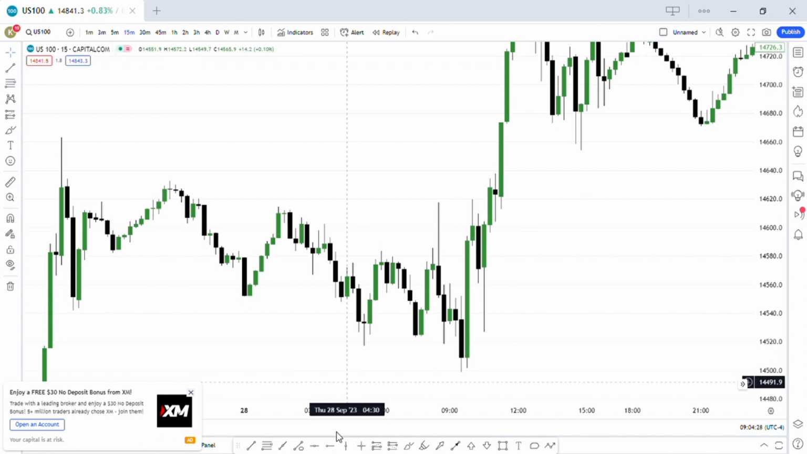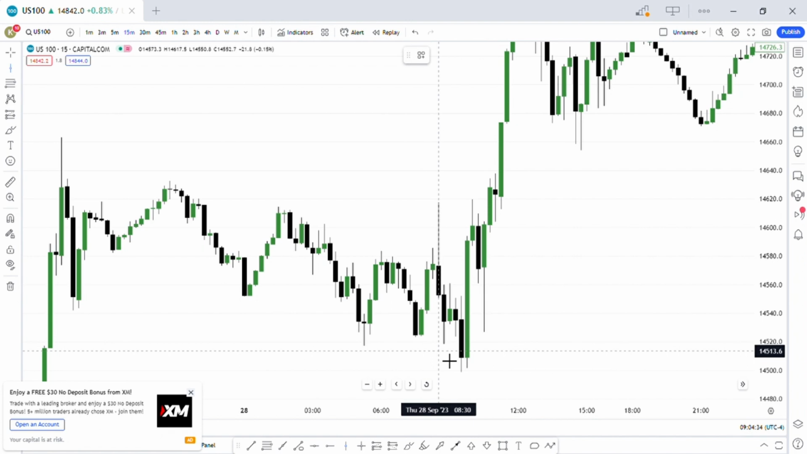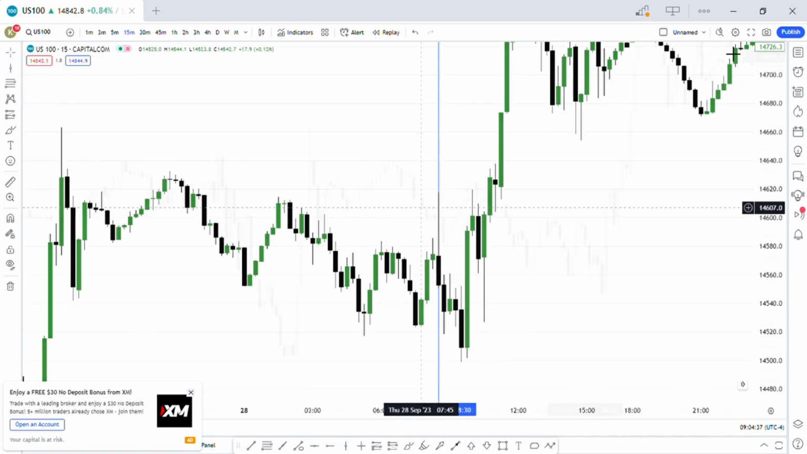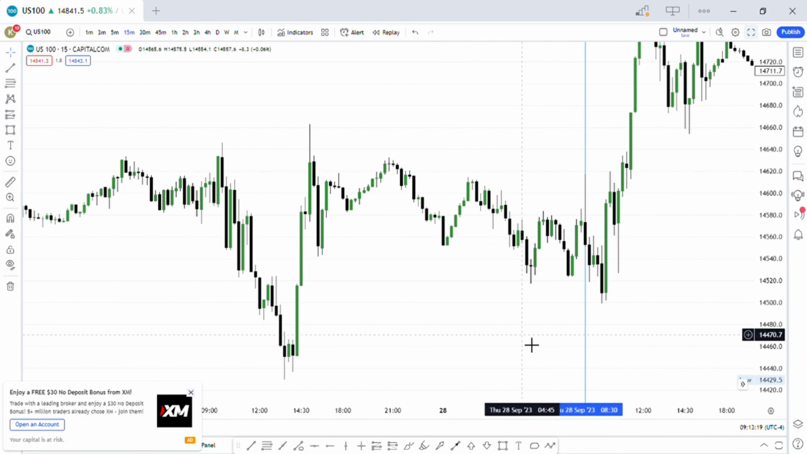Okay, first of all, let's look for 8:30 in the morning. Where is 8:30 in the morning? 8:30 is around this candle. This is our 8:30 candle in the morning, right? Then we have to look for our range.